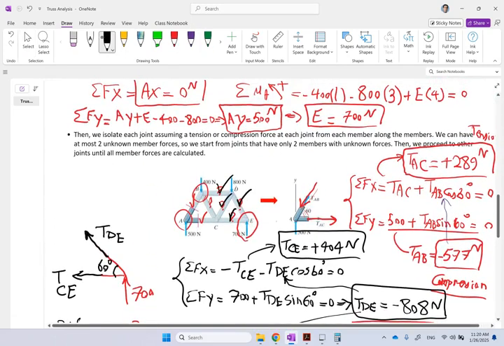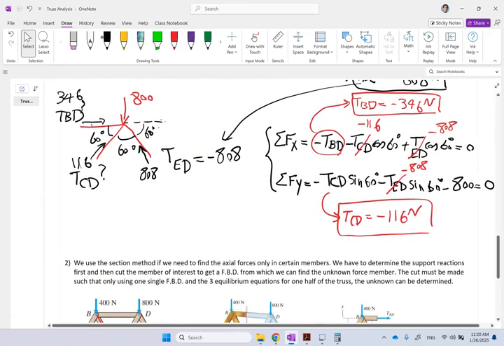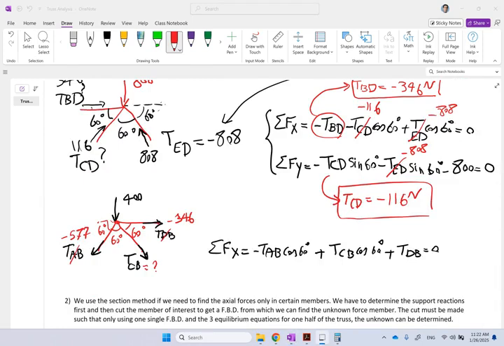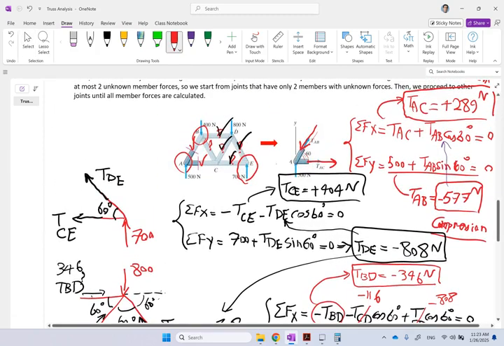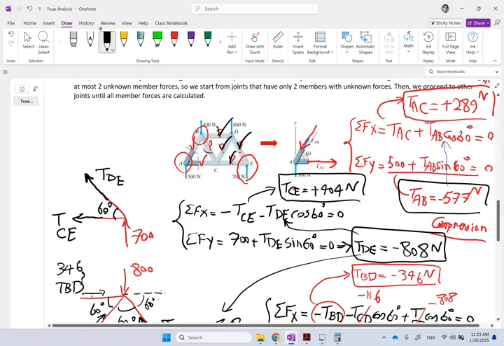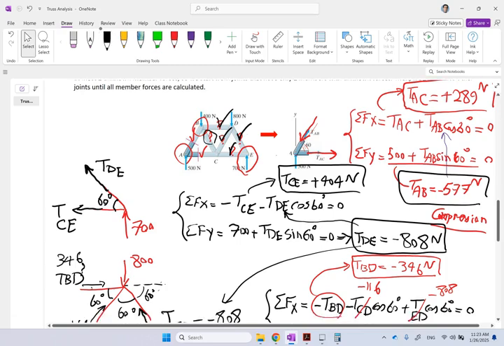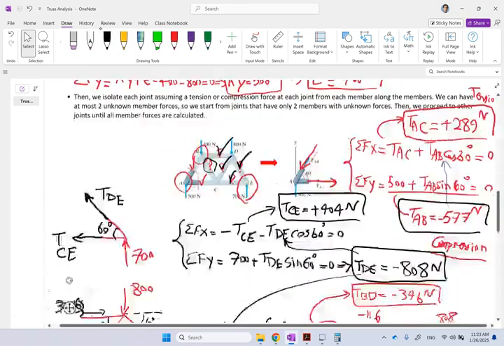So now we got this one and this one. And finally, now we can go after one extra joint, which is joint B. Let me do that last one. So this is joint B. It has TAB and TDB already figured out. You see that's TAB here, right? So we have all of those numbers figured out. And so the only unknown at this is the CB. Everything else is known. And of course there is this external force of 400.